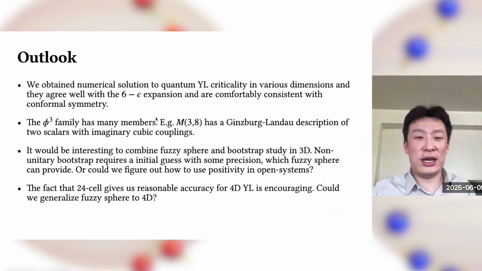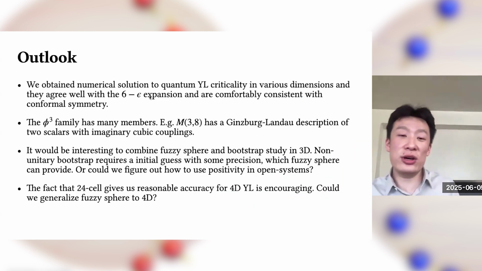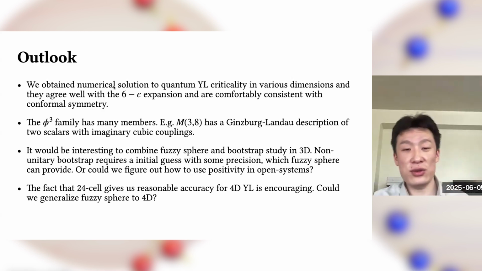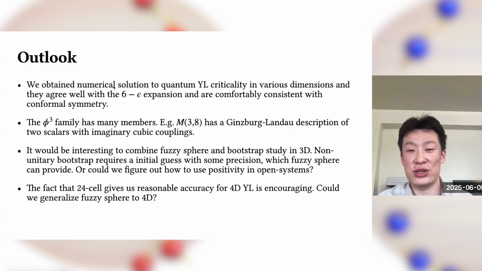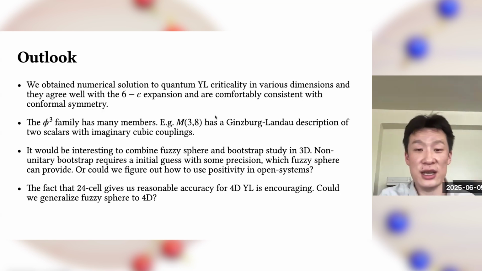So that brings me to the outlook. First, to conclude, we obtained numerical solutions to the quantum Yang-Lee criticality in various dimensions, and they all agree with the 6 minus epsilon expansion and conformal symmetry. So in one word, it worked.